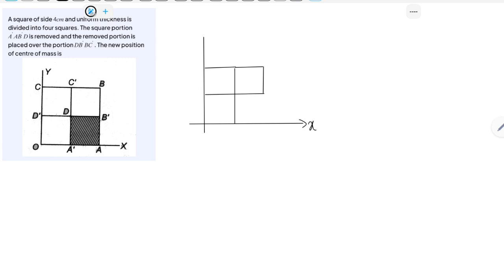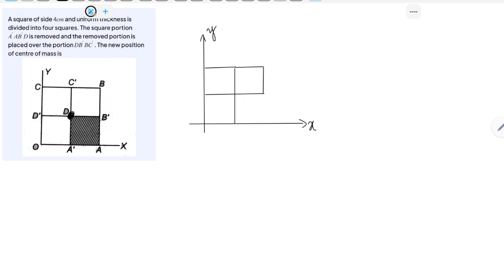So this is considered as x-axis and this is considered y-axis. So before removing the small square, the center of mass will be here because it is a square plate, means a regular shaped body. For a regular shaped body, the center of mass always lies at its geometric center, which is the point of intersection of two diagonals. Now, when I removed some of the mass and added to somewhere, the position of center of mass will definitely change.